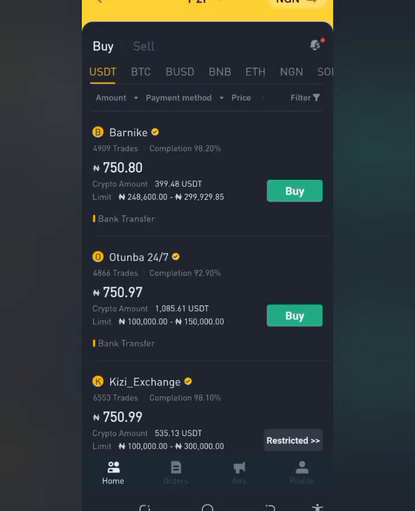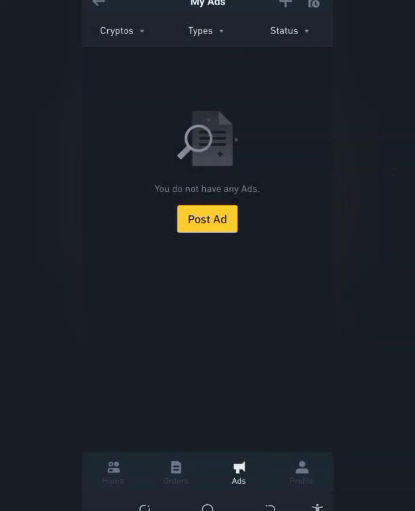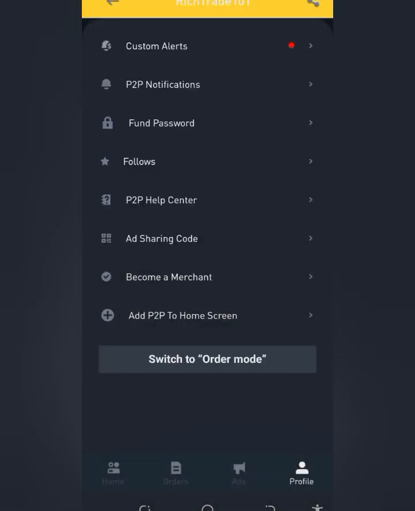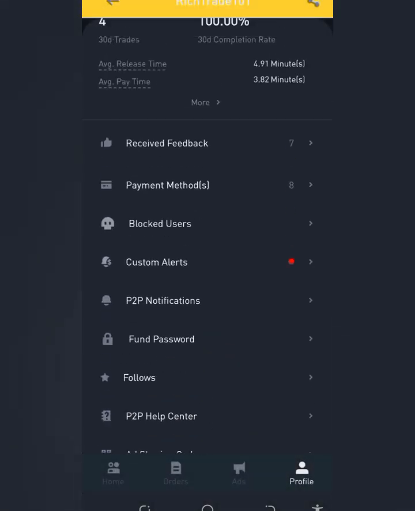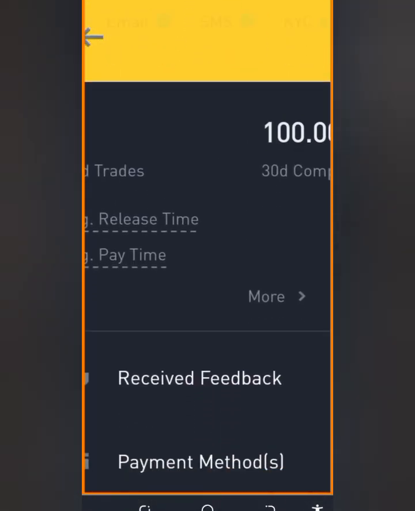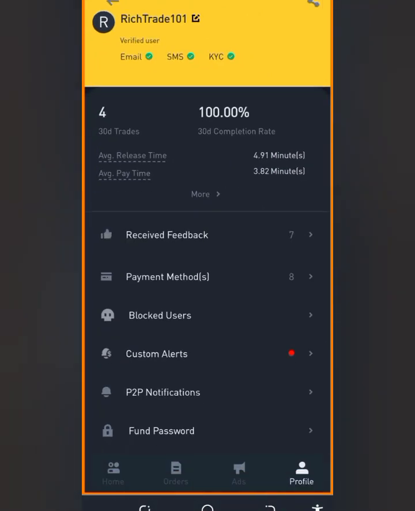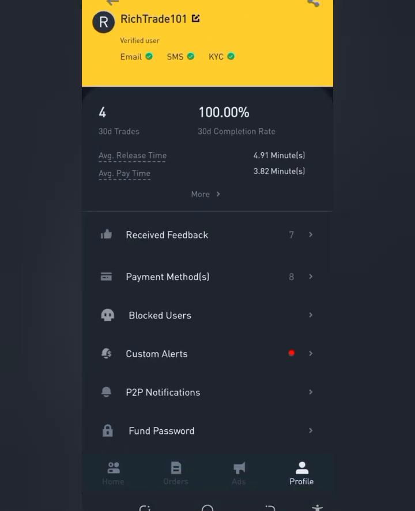All I have to do is come here. But first of all, it says I have to go and complete authentication. Okay, no, I'll do that later. I can create ads. I can actually post an ad, right? Because if you look at it, you must be able to fulfill all the KYC. I've done 3 KYCs, as you can see here, right? Email, SMS, and other little KYCs. That's all you have to do.